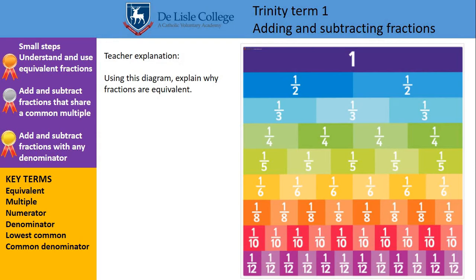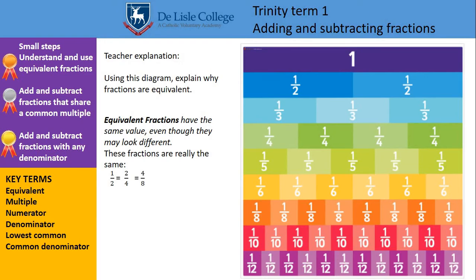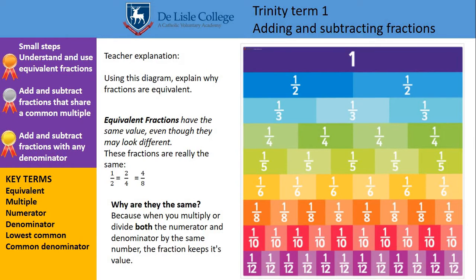Okay, so we need to see what equivalent means. So, equivalent fractions have the same value, even though they may look different. So a half is actually the same as 2/4, and that's then the same as 4/8. They are called equivalent because they are exactly the same. They take the same value, but with either multiplied or divided both, and that's the important part, the numerator and the denominator by the same number, the same amount, so the fraction keeps its exact same value.